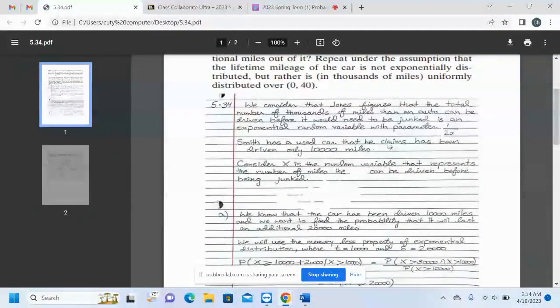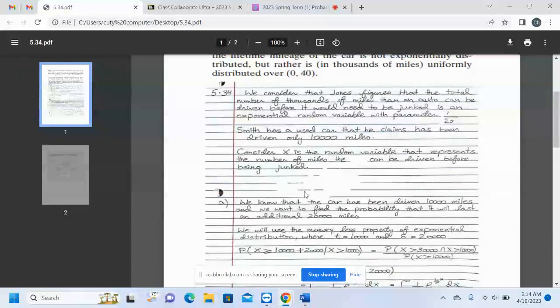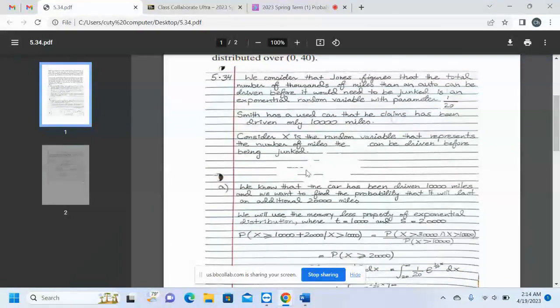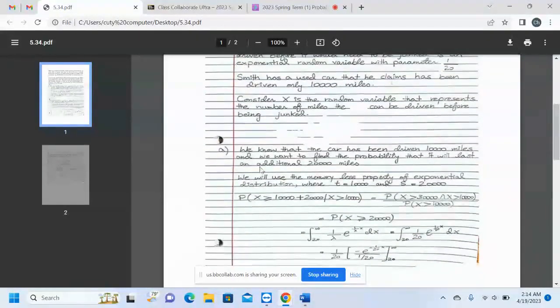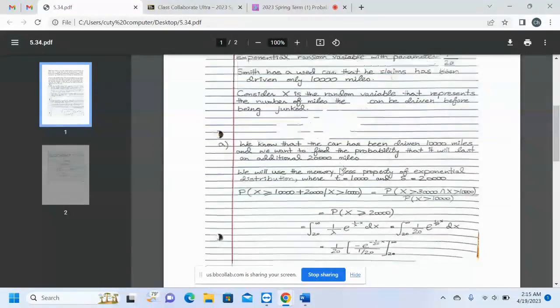Smith has a used car that he claims has been driven only 10,000 miles. It is given in the question. So consider x is the random variable that represents the number of miles that can be driven before being junked. So here we will use exponential distribution. We know that the car has been driven 10,000 miles and we want to find the probability that it will last an additional 20,000 miles.